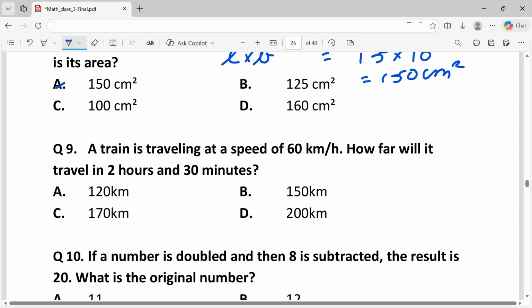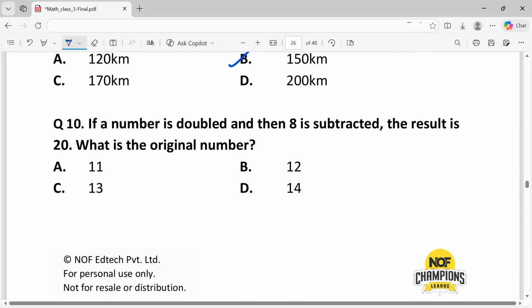Question 9. A train is traveling at a speed of 60 kilometers per hour. How far will it travel in 2 hours and 30 minutes? Converting 2 hours and 30 minutes into hours will be 2.5 hours. We know that distance traveled is speed into time, that is 60 into 2.5, that is equal to 150. That is option B, 150 kilometers.